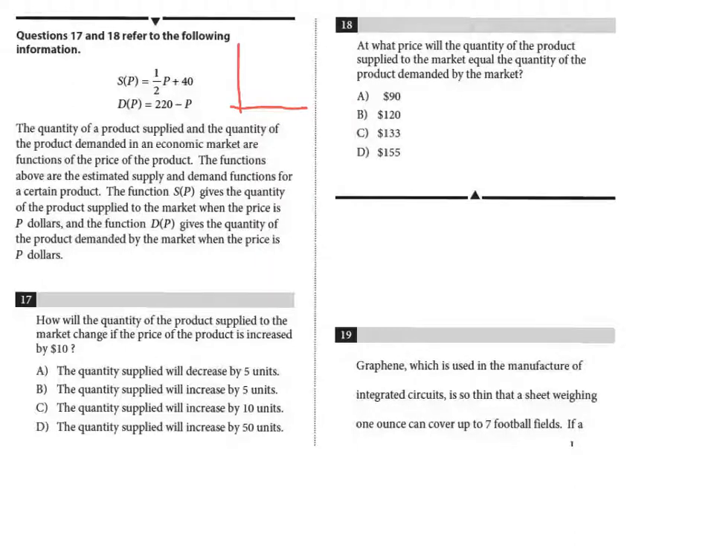It looks like as the price of the product goes up, guess what? Supply goes up. And as the price of the product goes up, the demand goes down. All right? And eventually, at a certain P value, a certain price, the demand curve will equal the supply curve.